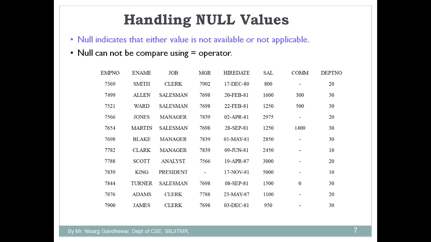So how to find employees who got commission? What is the meaning of that? Who got commission means whose commission is not null. Here we want to find such employees who got commission. There are 4 employees who got commission: one is Allen, second is Ward, third is Martin, and fourth is Turner. Turner is also considered an employee who is getting commission, but his current commission is 0.